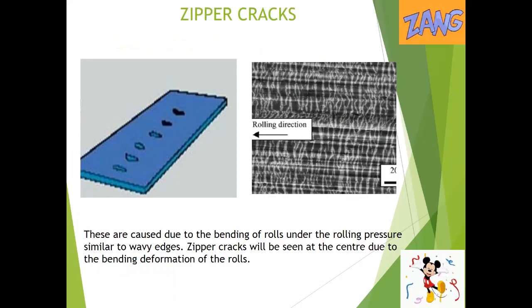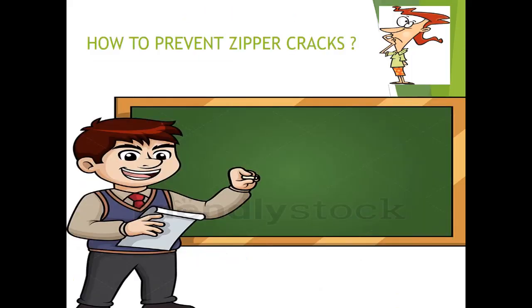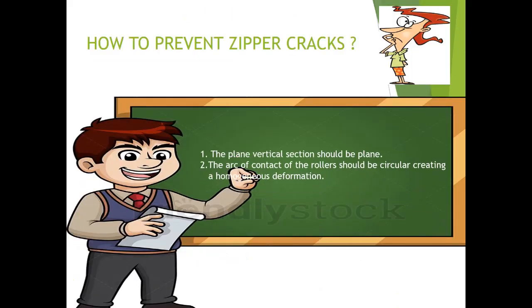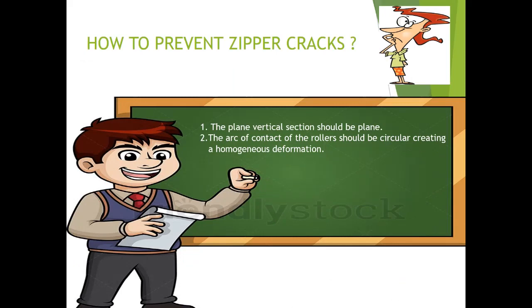Zipper cracks. These are caused due to the bending of rolls under the rolling pressure, similar to wavy edges. Zipper cracks will be seen at the center due to the bending deformation of the rolls. How to prevent zipper cracks? The plane vertical section should be plane. The arc of contact of the rollers should be circular, creating a homogeneous deformation.